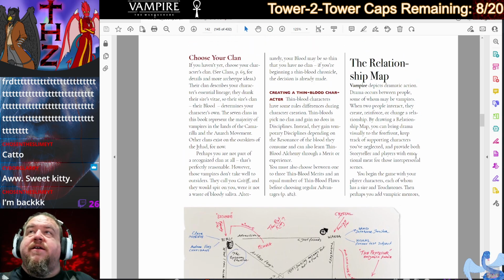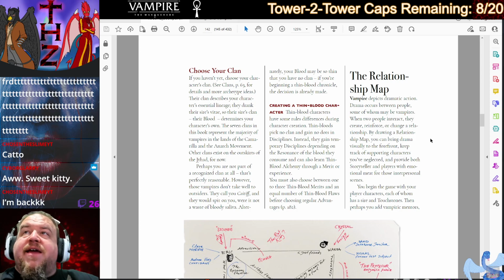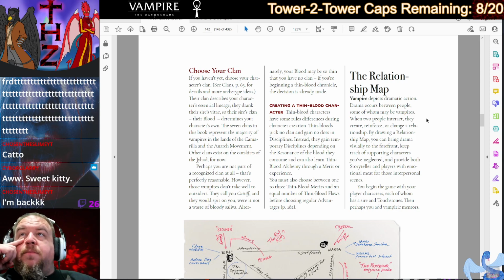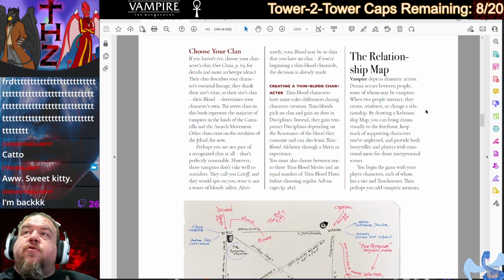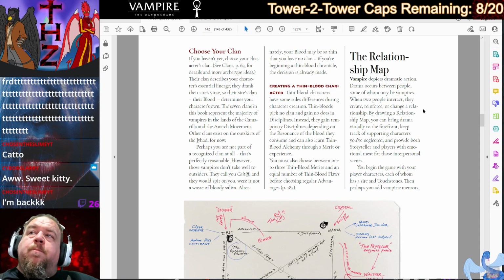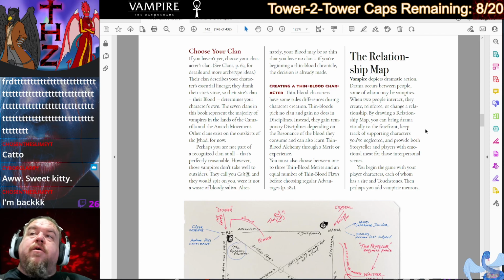And let me take you to it here. So, with the relationship map, Vampire depicts dramatic action. Drama occurs between people, some of whom may be vampires. When two people interact, they create, reinforce, or change a relationship. By drawing a relationship map, you can bring drama visually to the forefront, keep track of supporting characters you've neglected, and provide both storyteller and player with emotional meat for those interpersonal scenes.